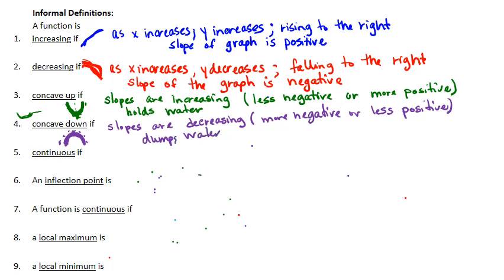A graph is continuous. Almost all the graphs we've looked at so far have been continuous, and you really hope your roller coaster is continuous. A graph is continuous if there are no breaks in it. Or, some of you may have learned this definition before, you can draw it without lifting your pencil.